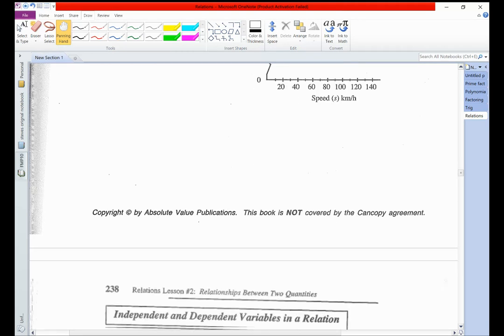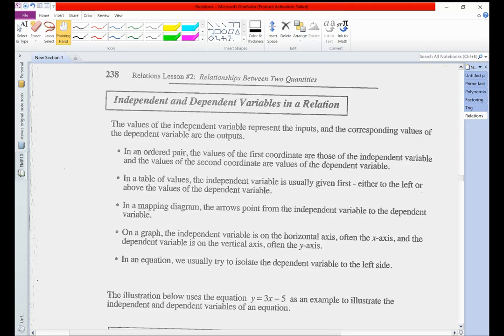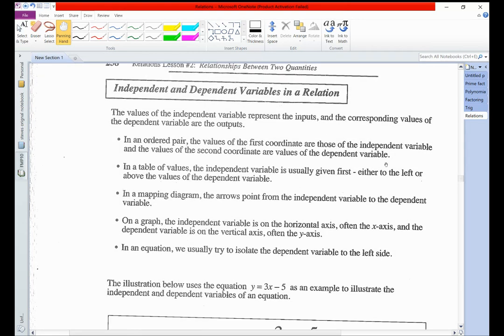So I'm just going to skip this page. And then we are going to talk about independent and dependent variables in a relation. So we've already talked a little bit about all of this here. I'll go over it briefly.